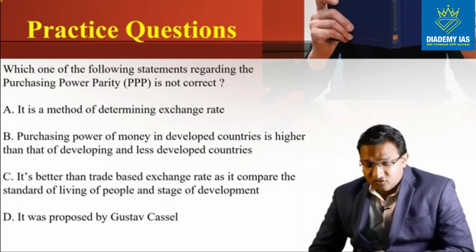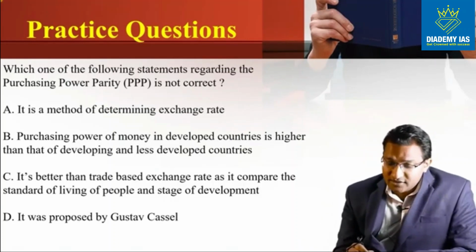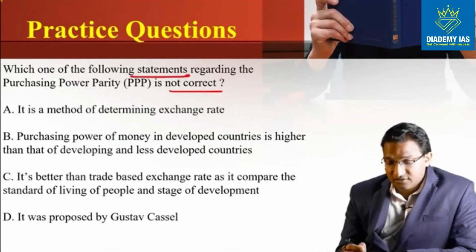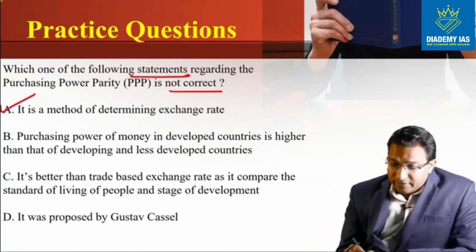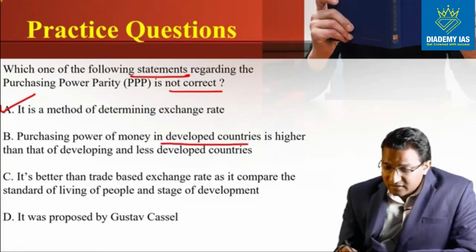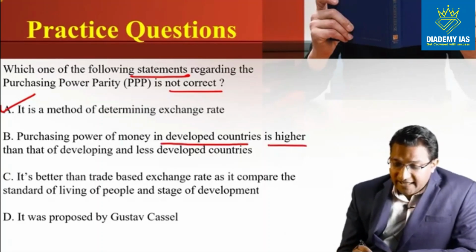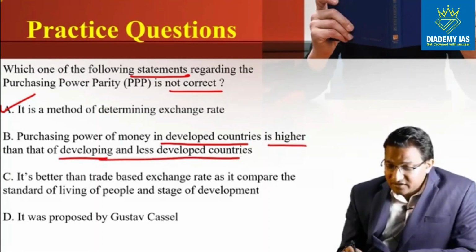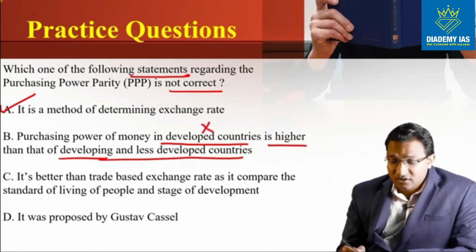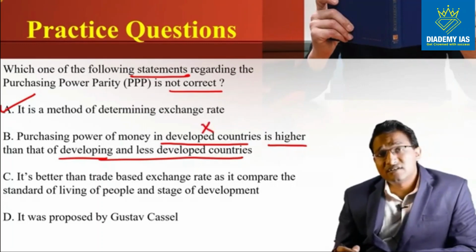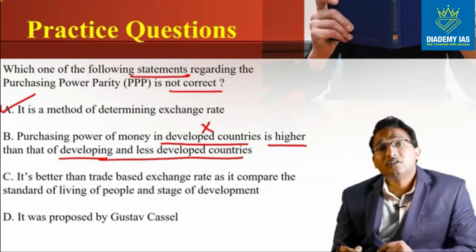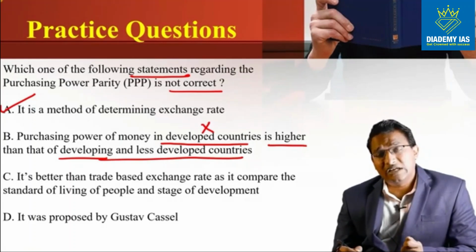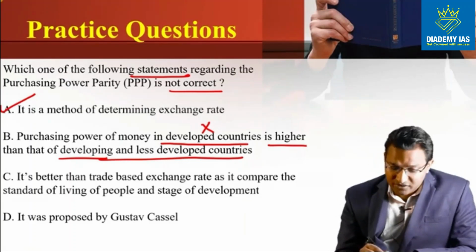So the correct answer, let us see. The question is which statement is not correct. Statement 1, this is correct. Statement 2, purchasing power of money in the developed countries is higher than that of the developing and less developed countries. This is wrong. I clearly mentioned that in case of developed countries, the inflation is very high, cost of living is very high, therefore their purchasing power is less. With the same amount of currency, they will buy less amount of goods. So this statement is wrong.